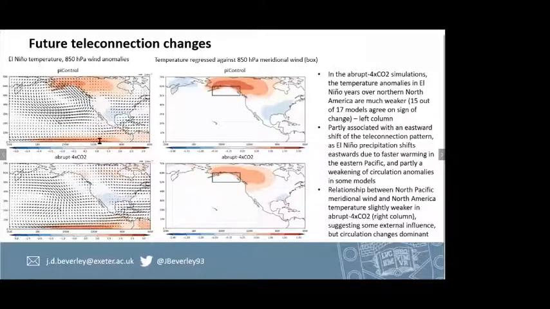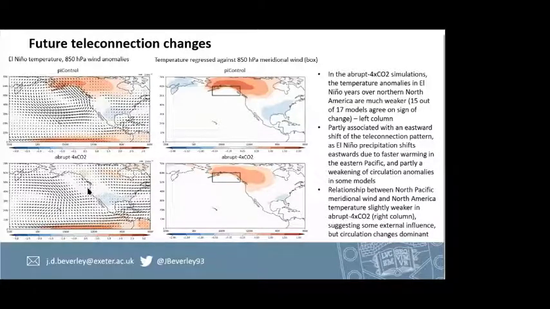However, when we look at the equivalent in the abrupt 4xCO2 simulations, this is again the multi-model mean, we notice two things principally. The first is that the anomalous low pressure is shifted to the east, and this is associated with an eastward shift of El Nino precipitation, as the eastern Pacific is expected to warm faster than the West Pacific, which reduces the barrier to convection and results in an overall eastward shift in El Nino rainfall and the associated teleconnection patterns.